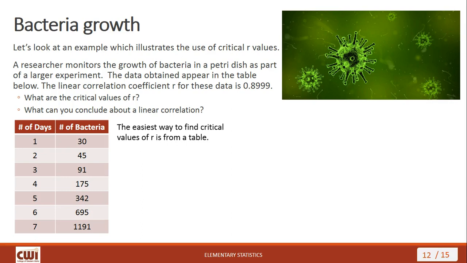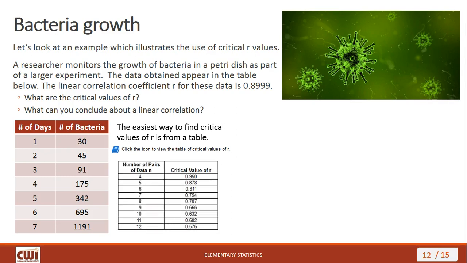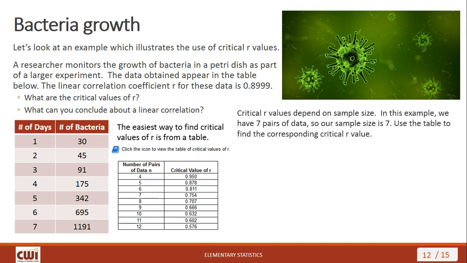Well, the easiest way to find our critical values of R is from a table, and we're going to use sample size to determine from the table what our critical values are. You'll notice in your homework problems that ask you about this, you can see a little book icon like you see on the screen here with the instructions. Click the icon to view the table of critical values of R. When you do, you see a table pop up that looks something like this. This is the table we're going to use to find our critical R value. Actually, the values are already calculated for us. We just have to decide which one's the right one. And the way we do that is by sample size.